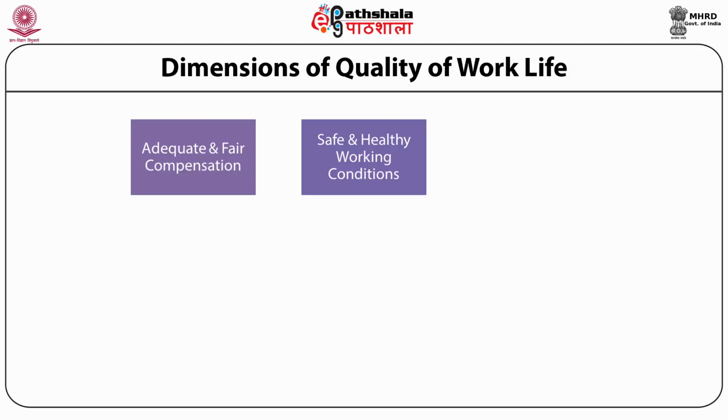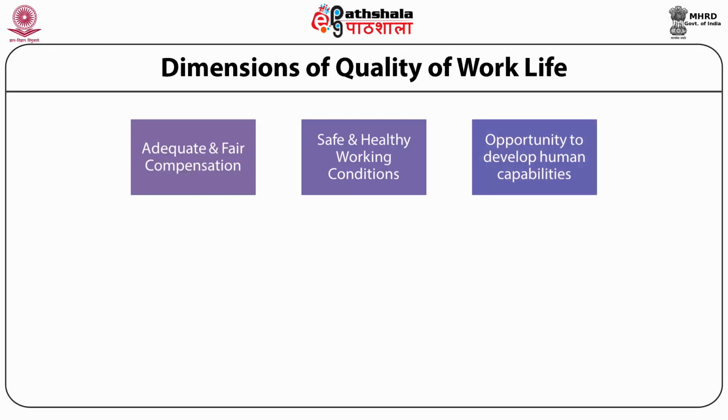The third dimension is opportunity to use and develop human capabilities. The job should contain sufficient variety of tasks to provide challenge and to ensure the utilization of talents. Today, work has become repetitive and mechanical so that workers have little control over it. Quality of work life can be improved if the job allows sufficient autonomy and control, provides timely feedback on performance, and uses a wide range of skills.